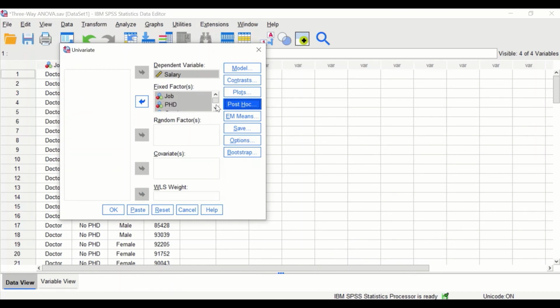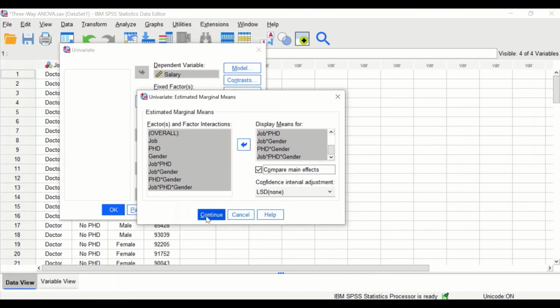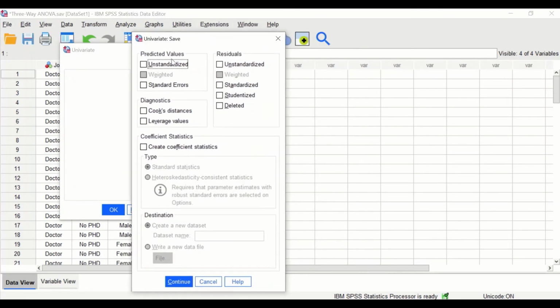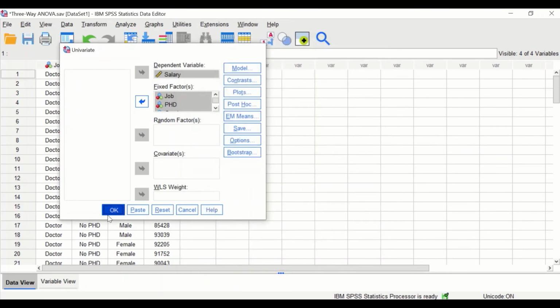Within the job factor, click on estimated marginal means and select all the factors and factor interactions. Move them to display means for, and then click on compare main effect. Click on OK, and click on the save icon and click on unstandardized. Click continue. For the options, select the descriptive statistics, homogeneity test, and estimate of the effect size. Click on continue and then click on OK.